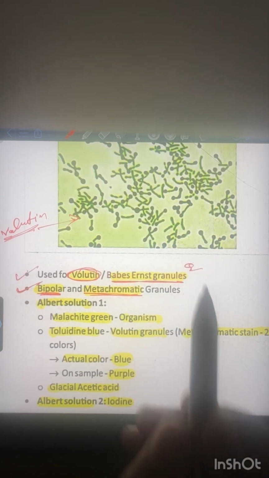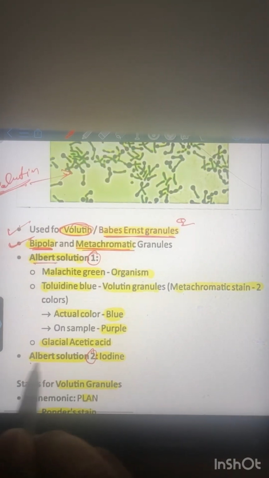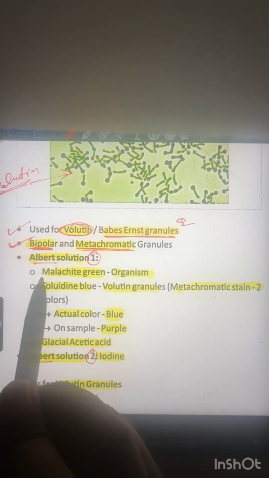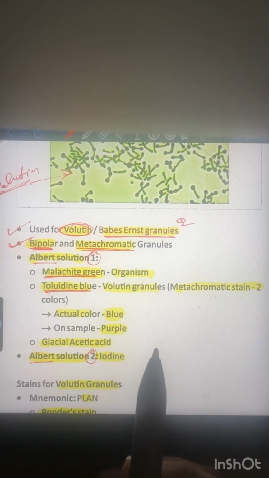There are two ways. The textbook says there is an Albert 1 solution and an Albert 2 solution. In Albert 1 and Albert 2, everything is present in the Albert 1 solution. So out of T for toluidine blue, M for malachite green, and a little bit of acetic acid, everything is present in Albert 1 solution. Albert 2 solution only has iodine.